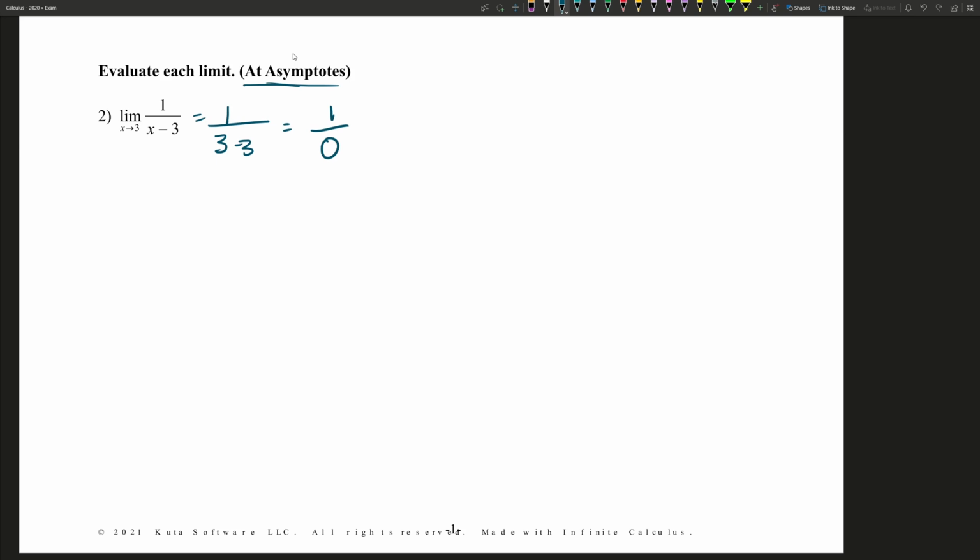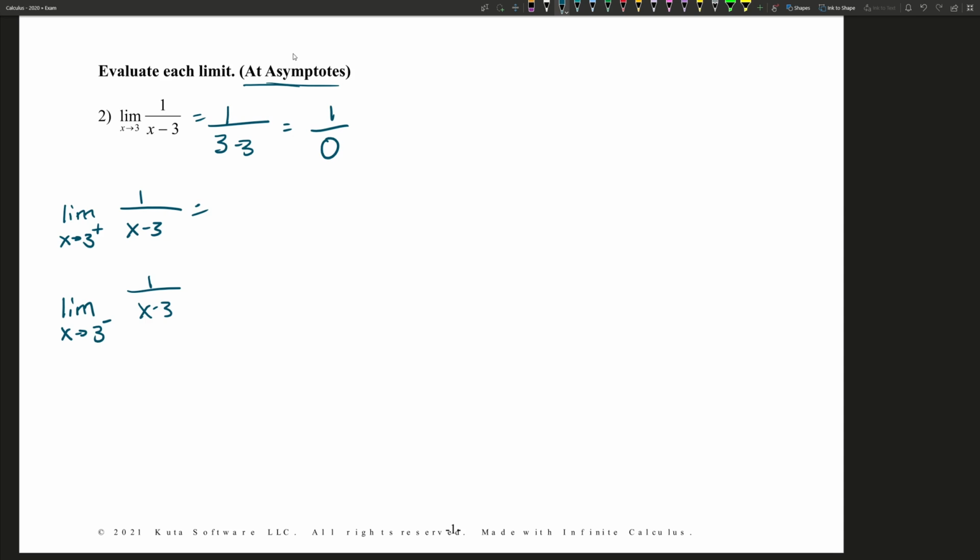Because there's nothing to factor here, we have to look at this question a little differently. We have to look at the limit as x approaches 3 from the positive side, so from the right, of 1 over x minus 3, and the limit as x approaches 3 from the negative side, so from the left, of 1 over x minus 3. We're taking the right-handed limit and the left-handed limit. If those agree, then that is the limit. If they do not agree, then the limit does not exist.